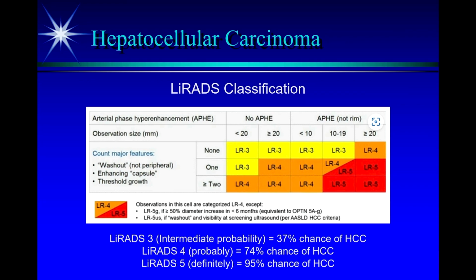LIRADS 3 is unlikely to be HCC with a 37% chance. LIRADS 5 is almost definitely an HCC with at least a 95% chance. LIRADS 4, we're determining is very likely going to become an HCC. So if your radiologists aren't already reporting your CT and MRI scans using these LIRADS classifications, they really should, because this is the standard now that is being recommended by all the societal guidelines.